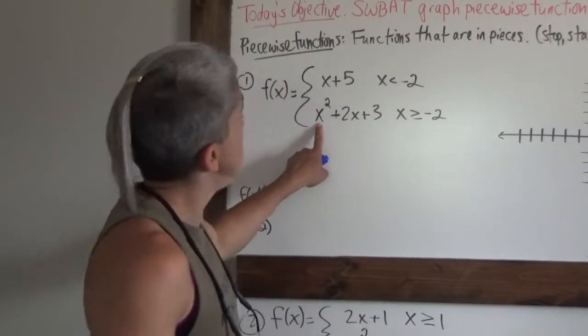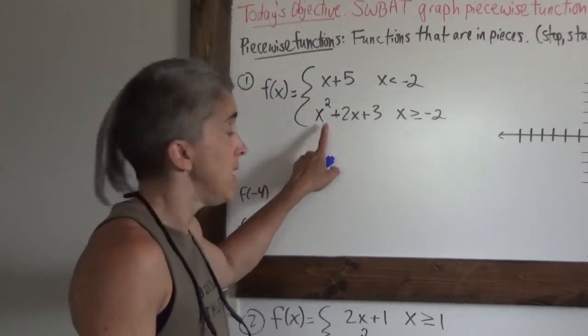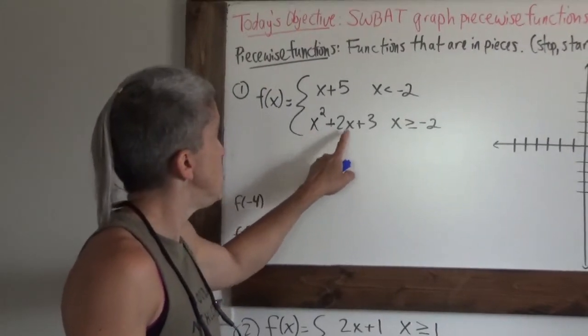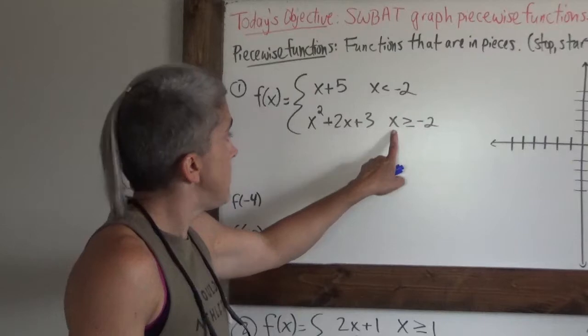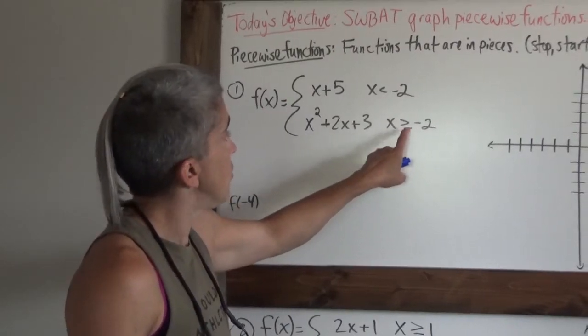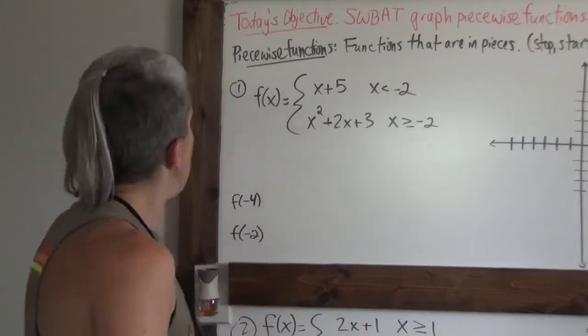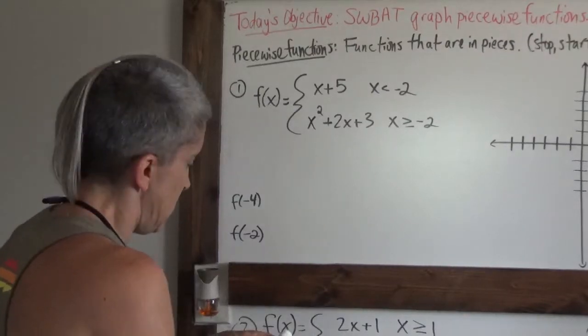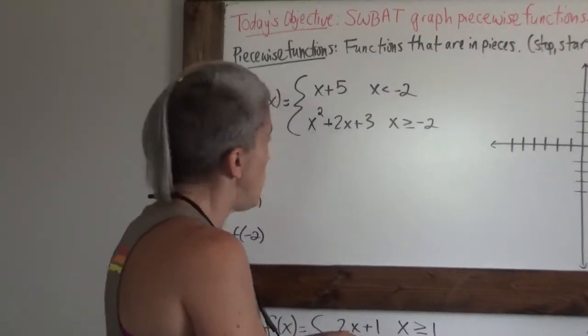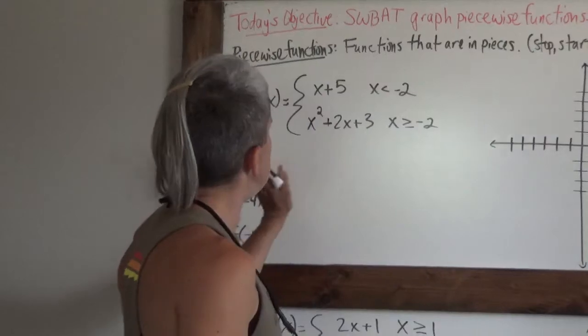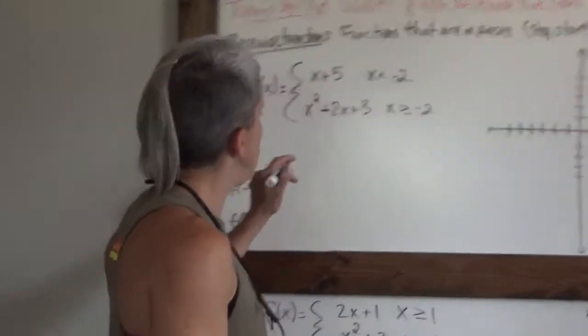And then I'm also going to be graphing this quadratic equation. f of x equals x squared plus 2x plus 3. All my x's here are going to be greater than or equal to negative 2. Alright, so when we start doing this, one of the first things that I think would organize it easier for yourself is set up a table for each of these functions that we're going to graph.